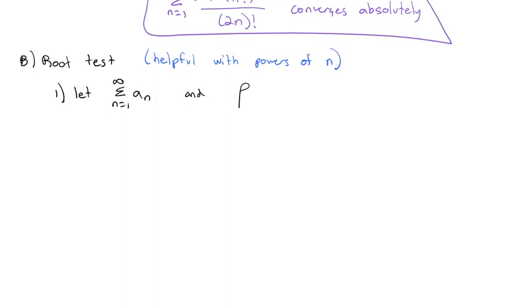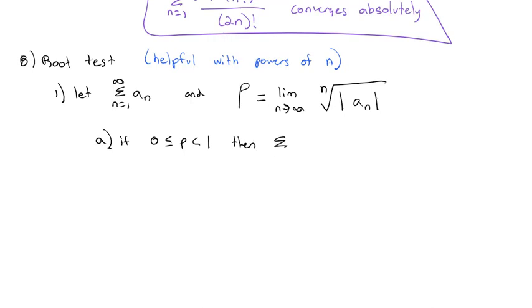And we're going to also define a rho in this case. But here, rho is going to be equal to the limit as n goes to infinity of the nth root of the absolute value of the a sub n term. If rho equals that, one of three things will happen. Very similar to the ratio test, if 0 is less than or equal to rho, which is less than 1, then the series converges absolutely.